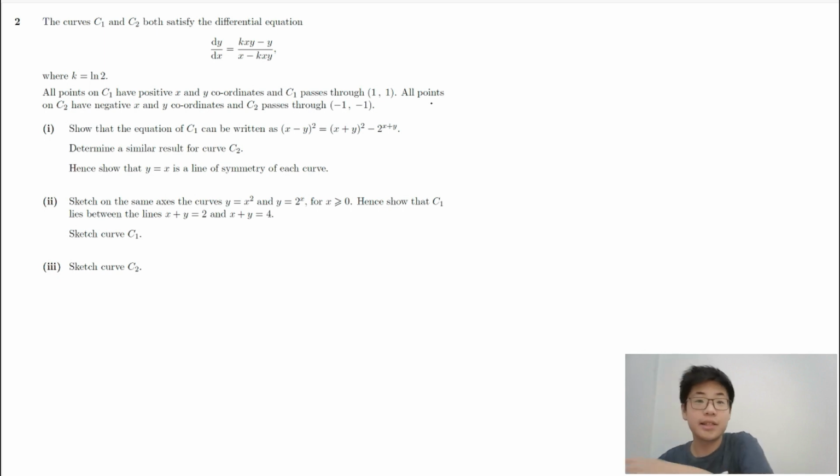So you can see here, the curves C1 and C2 both satisfy the differential equation. Now, as you can see, this is very obviously a differential equation question. And now here comes the fun part, where k is the natural logarithm of 2.